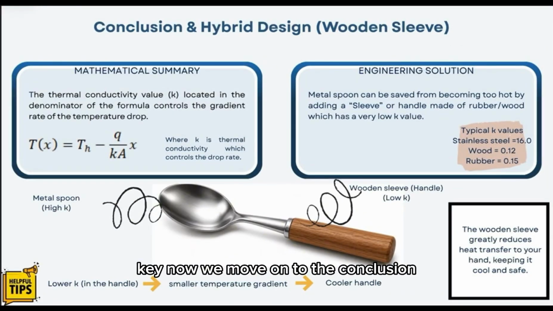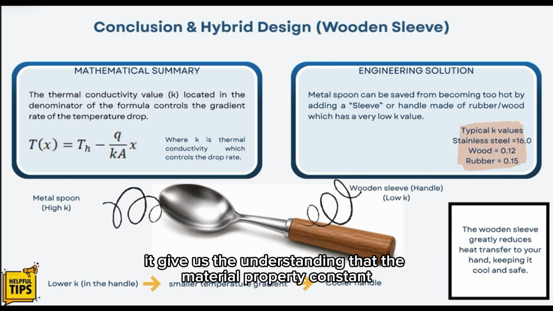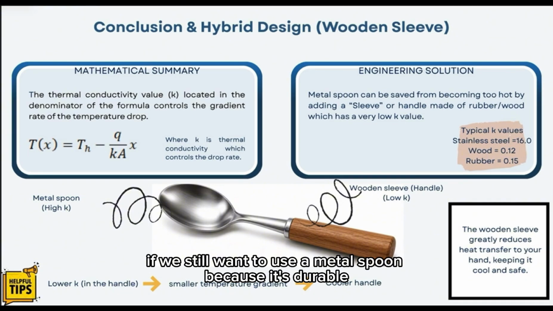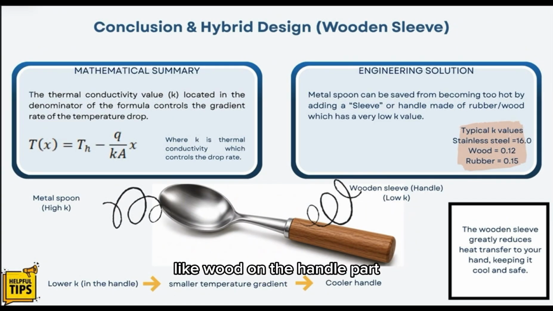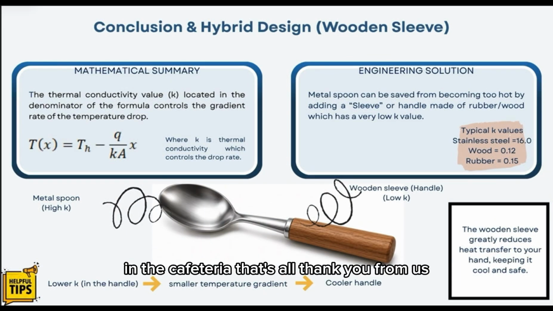Okay, now we move on to the conclusion. As a conclusion to our presentation, the first order ODE is not just theory on paper. It gives us the understanding that the material property constant, which is K, plays a critical role. Through this understanding, if we still want to use a metal spoon because it's durable, we can solve this heating issue by applying an insulating sleeve, like wood, on the handle part. This shows that mathematics is combined with engineering to solve our everyday problems in the cafeteria.